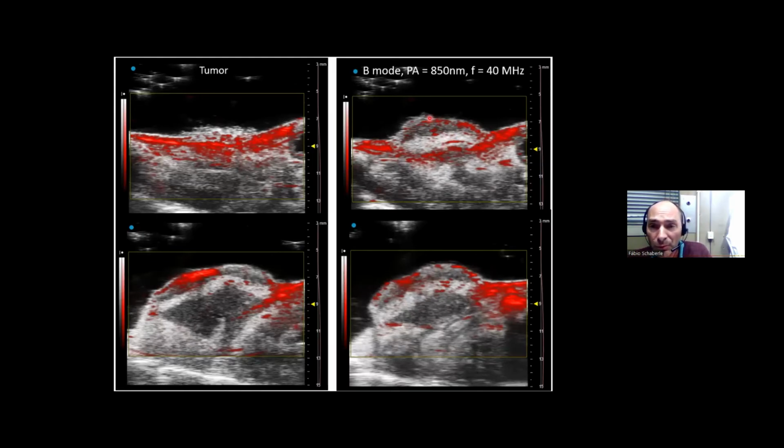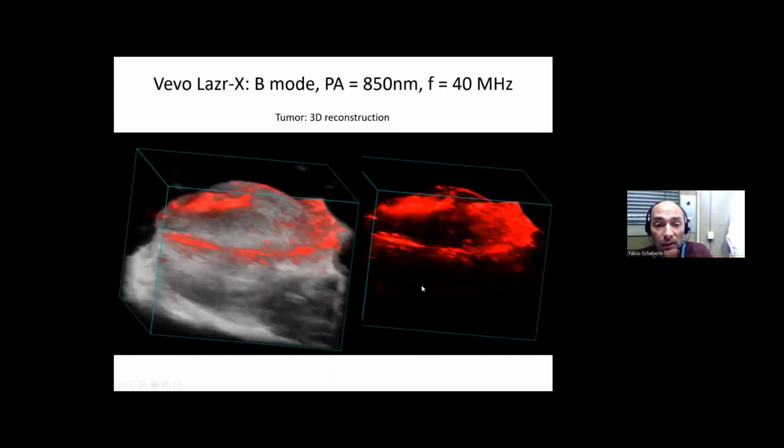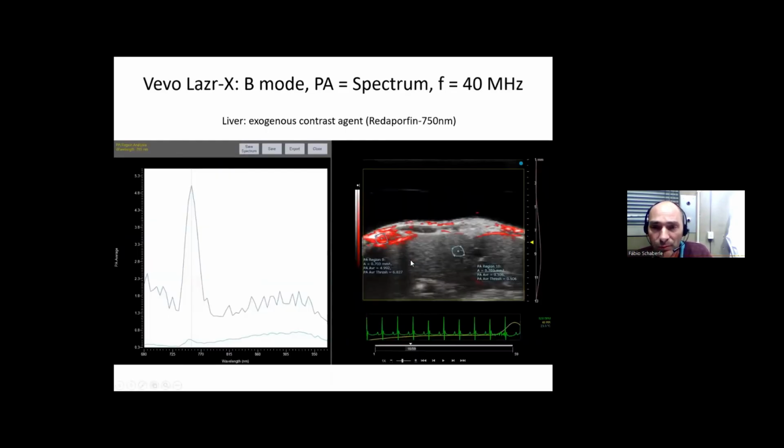So we have a sequence of imaging. Here we can see the tumor. This is the tumor. We can see there is not much vascularization inside the tumor, but we have lots of vascularization on the surface, okay? We can reconstruct a 3D image and merge the imaging of the blood vessel distribution and the anatomy given by ultrasound mode, and you can separate both and have just the blood distribution imaging.